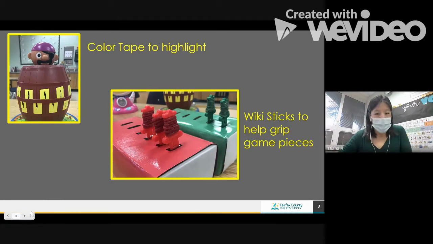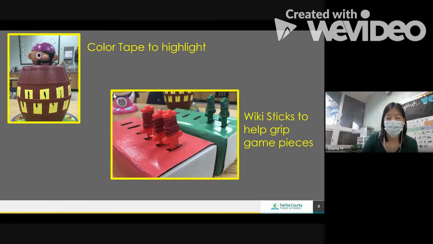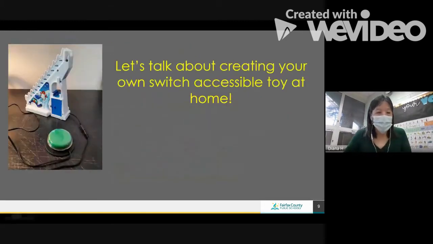So moving on. These are some of the low-tech adaptations that we have done, and there are many other adaptations that you can explore. But these are just some of the ones that my team and I have explored this year. So moving on, I'm now going to move into some high-tech adaptations, or Switch accessible toys. So let's talk a little bit more about how to create your own Switch accessible toy.